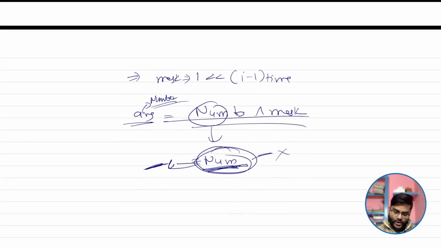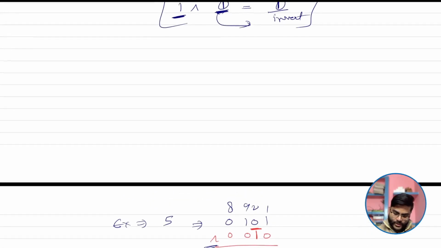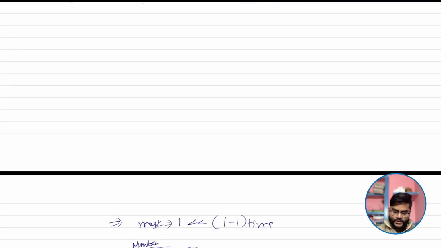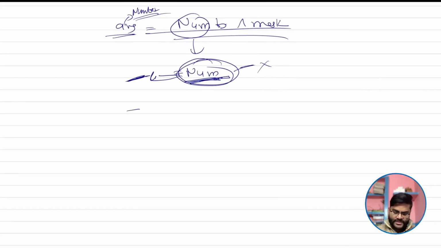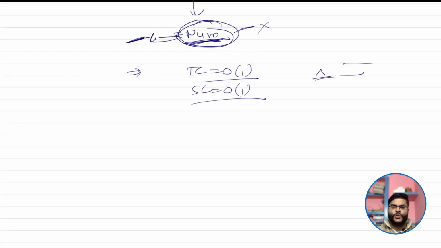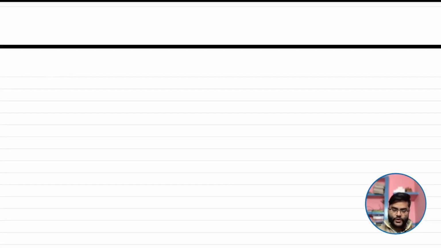Now this is all about the toggling problem. And how much time will it take? It will take order of 1 time, right? Most of the bit manipulation operations are order of 1 if you are doing 1 pass. So time complexity will be order of 1, space complexity will be order of 1. We are just doing 1 XOR, that's it. Okay, so this is all about this problem. Let's move forward to next problem.